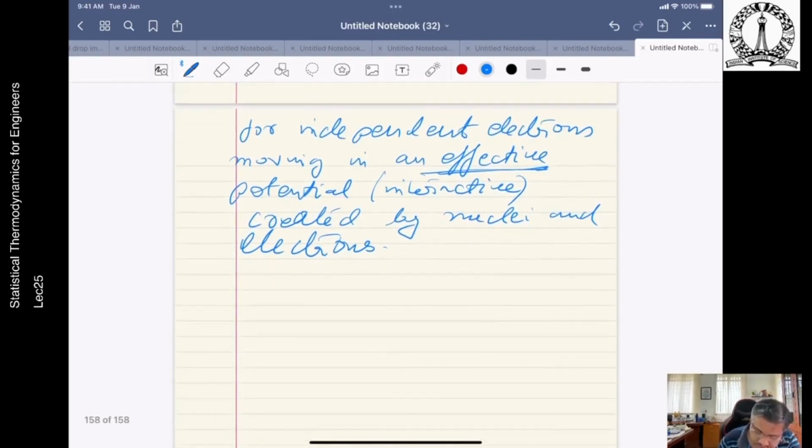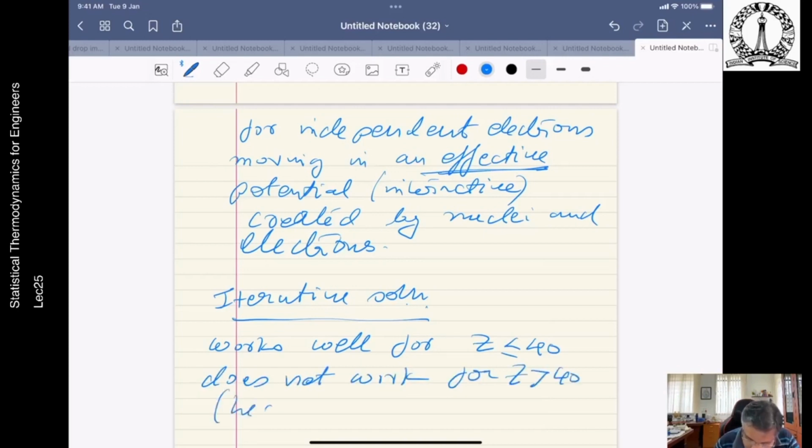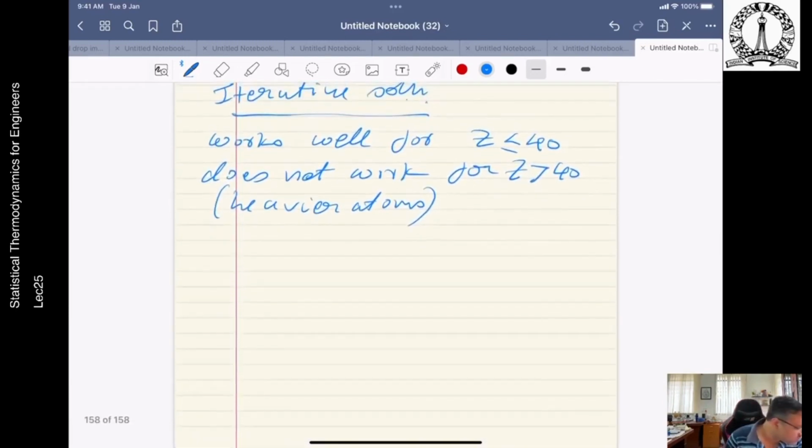Okay, so what you do is basically you guess values and then you see whether it converges. So it is like an iterative kind of solution. It works very well for Z less than or equal to around 40. It does not work for Z greater than 40. That means heavier atoms, it does not work at all.